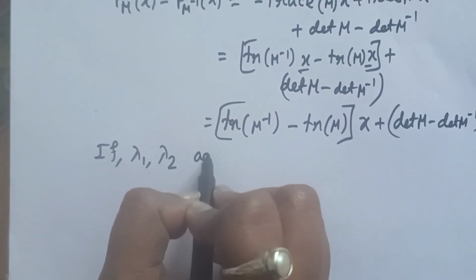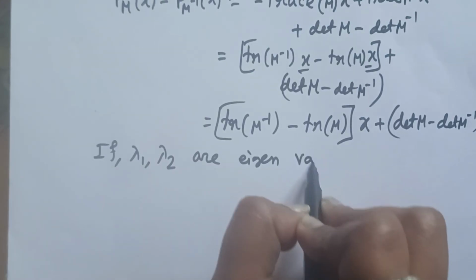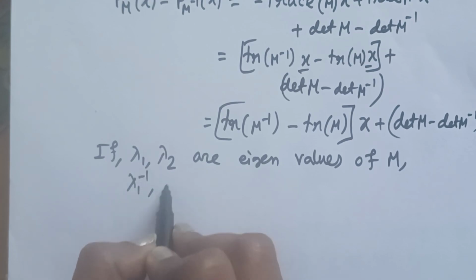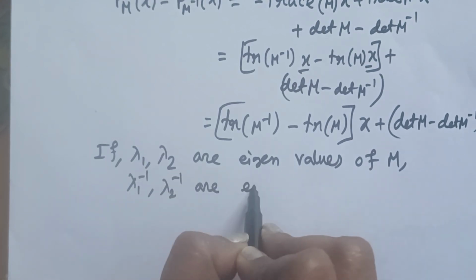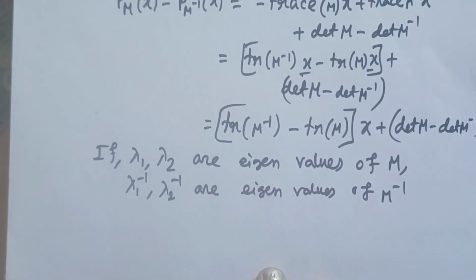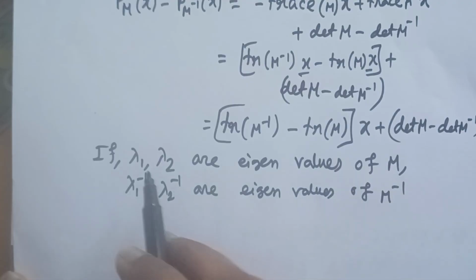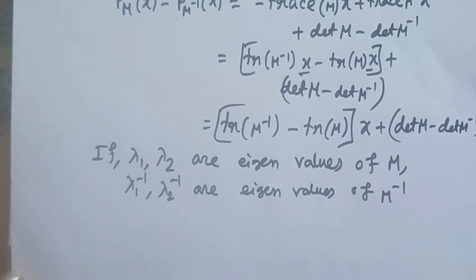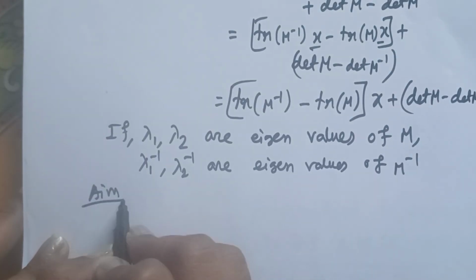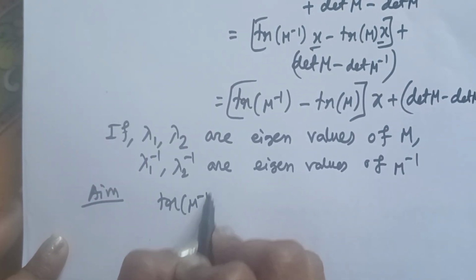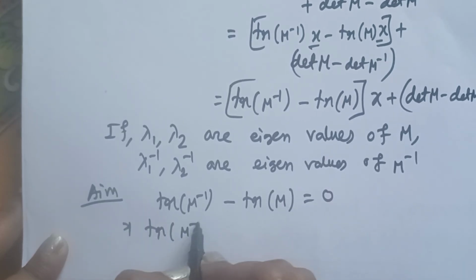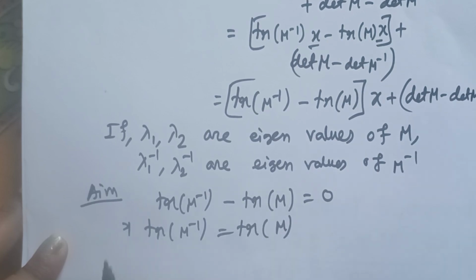If lambda 1 and lambda 2 are eigenvalues of M, then we know that lambda 1 inverse and lambda 2 inverse will be eigenvalues of M inverse. Why? Because M is a given invertible matrix. So lambda 1, lambda 2 both will be non-zero and we can find lambda 1 inverse and lambda 2 inverse for M inverse. Since our aim is to have trace M inverse minus trace M equal to 0, we want trace of M inverse equal to trace of M.